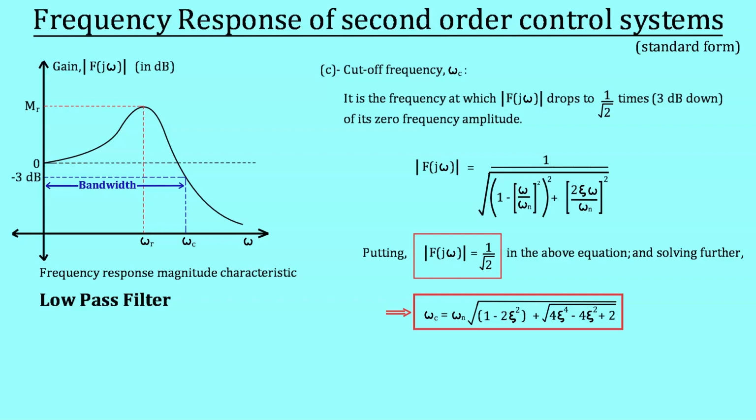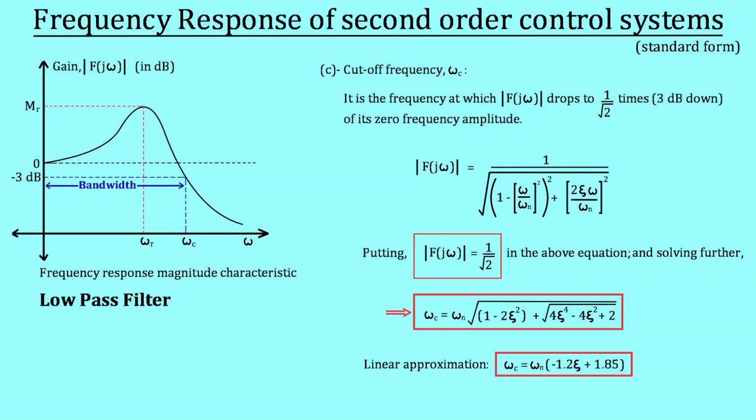After solving, you will get the formula for cutoff frequency to be equal to natural frequency under root of 1 minus 2 zeta square plus under root of 4 zeta raised to the power 4 minus 4 zeta square plus 2. There is one more formula which is its linear approximation, which is equal to natural frequency omega n multiplied by minus 1.2 zeta plus 1.85.